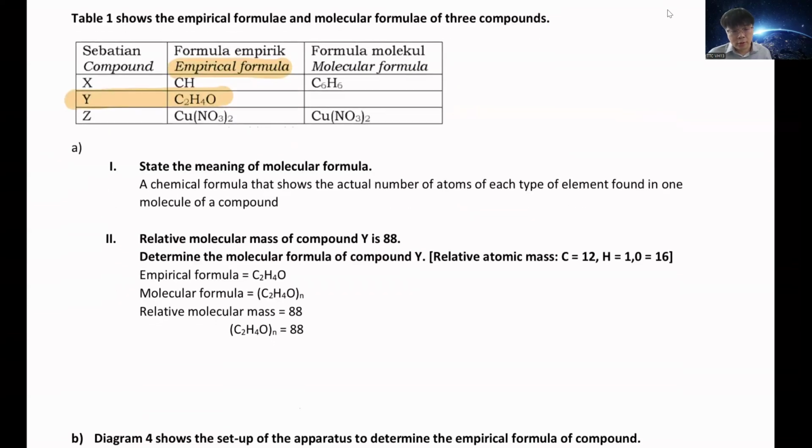Same as the previous question. Just put in carbon is 12, hydrogen is 1, then oxygen is 16. You'll get 44 N equals 88. So N equals 2. Put N equals 2 back to here. You'll get 2 times 2, 4. 2 times 4 is 8. 2 times 1 is 2.